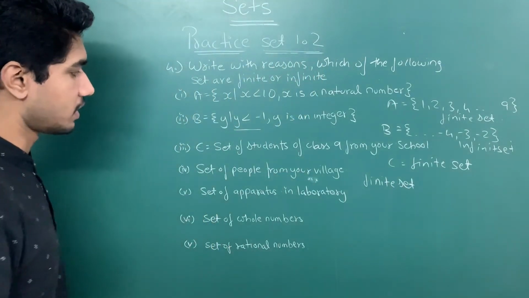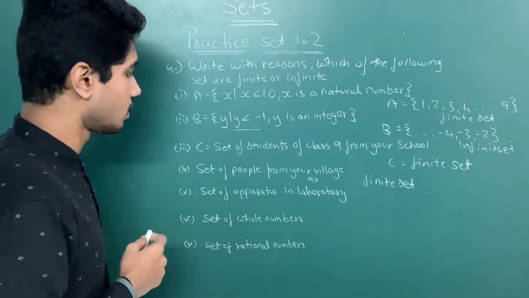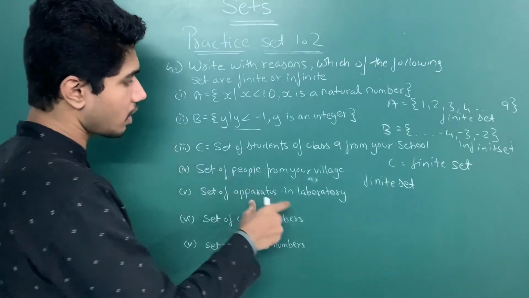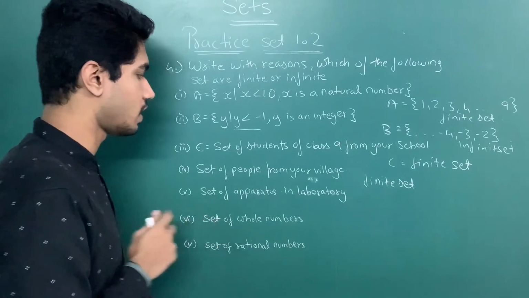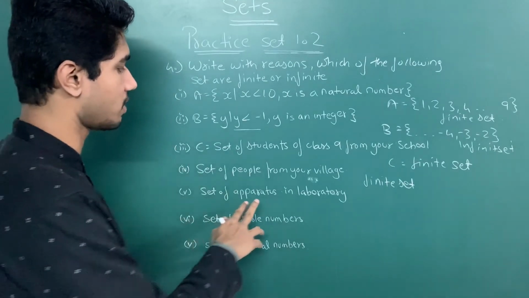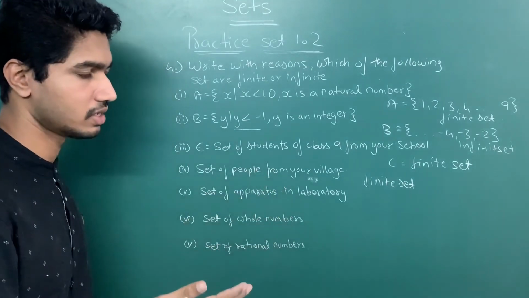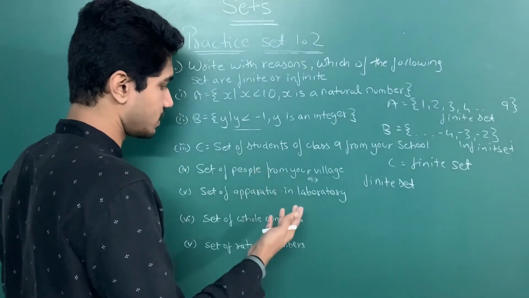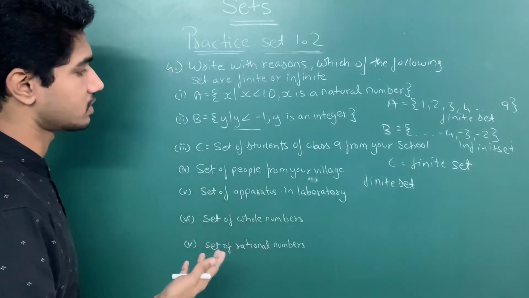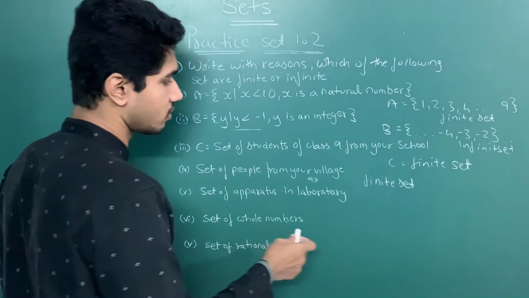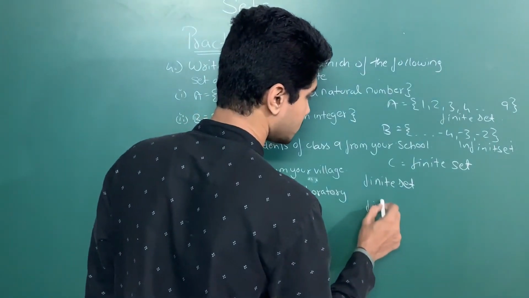Set of apparatus in laboratory. Now in this case, every lab of a laboratory has a list of apparatus. So countable, limited. So उन्हें पता होता है कि कितने सारे apparatus है एक लैब में. So therefore, it is a finite set.